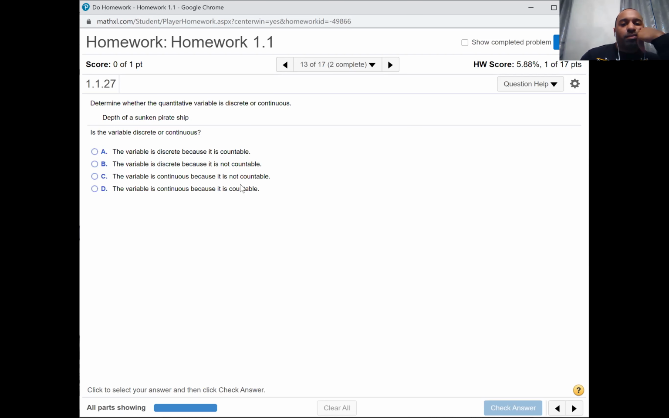So then using that information, this one would be continuous because it's not countable. This specific question, the depth of a sunken pirate ship. Or are you talking about which one? Yeah, that specific question. Yeah, this one should be continuous.